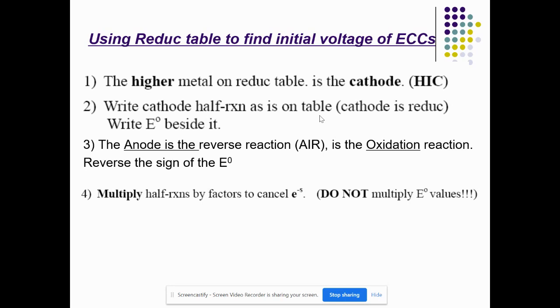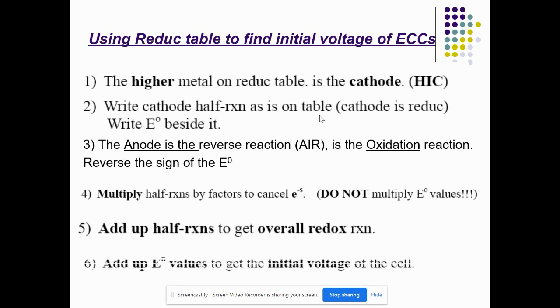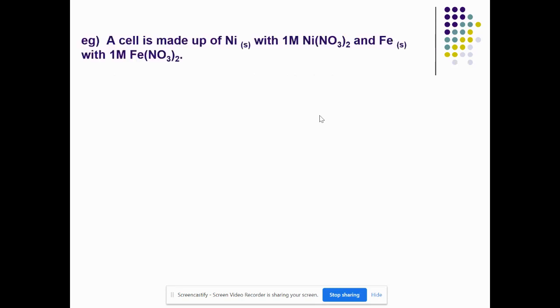Don't multiply the values, just multiply so that everything is the same on the left and on the right of the equation. Add up the half reactions, get the overall redox reaction, and then add up the electron potentials to get the initial cell voltage of the cell. And that can find out what potential your half cell will have. So this would be the same as having a fully charged battery. So it's the most that you could have, the greatest potential that you could have in the cell. A dead battery would be at equilibrium. We'll talk about that later on.